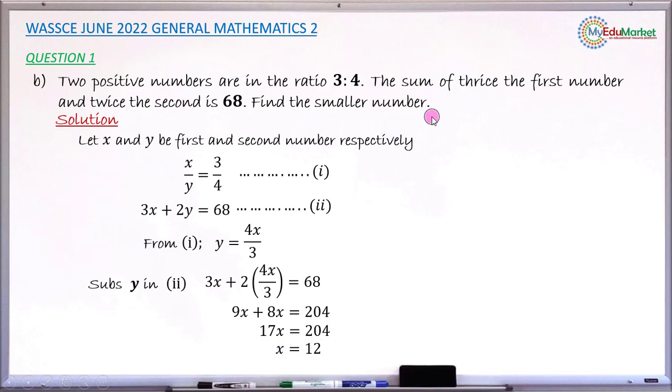Remember, x is the very first number, which is the smaller number based on this ratio. So we now have the smaller number. Let me write it in statement form. The smaller number is 12, and this answers the question.